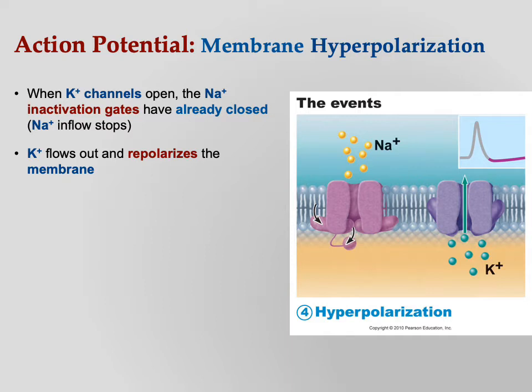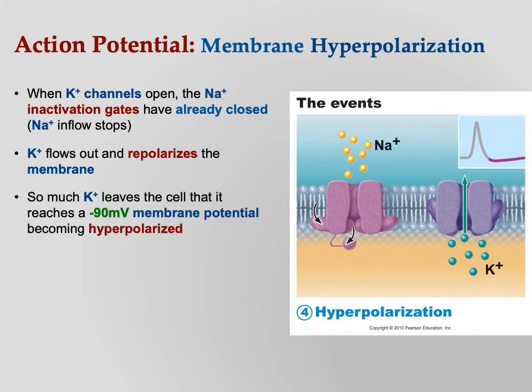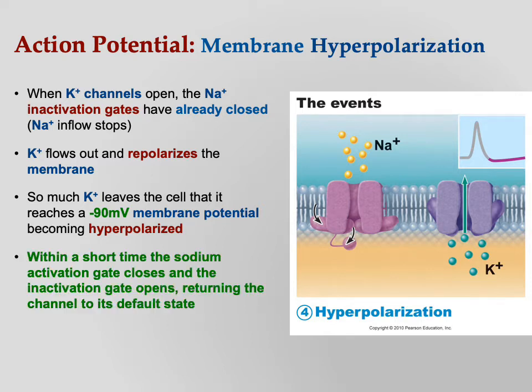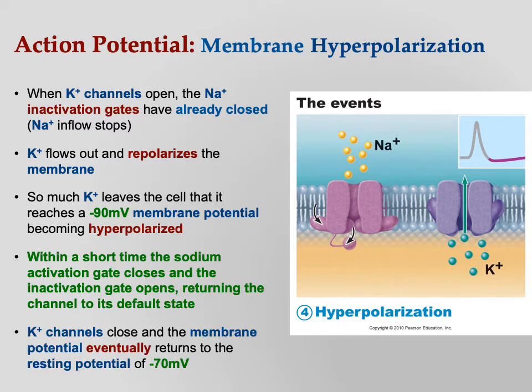Potassium is flowing out, repolarizing the membrane, so much that we go down to like -90. We hyperpolarize the membrane. We go too negative. We go past the resting membrane potential of -70 all the way down to like -90. So again, the inactivation gate is now going to open again. Sodium goes back. The activation gate closes. So now the sodium is going to return to its normal state. Okay, that's what we're seeing here.